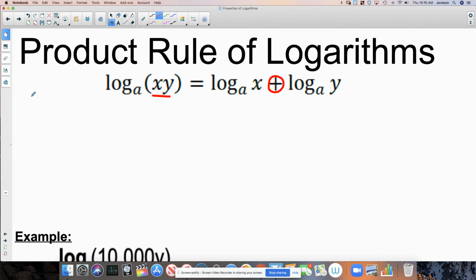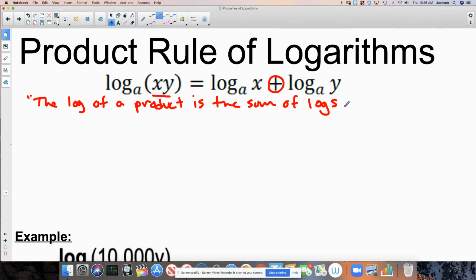So what I like to say is the log of a product, the singular log of a product, equals the sum of two logs. Or let's just say the sum of logs. So we basically take the two parts of that product, we separate them, and we put each one of those inside its own logarithm.